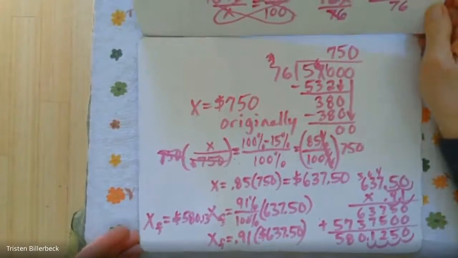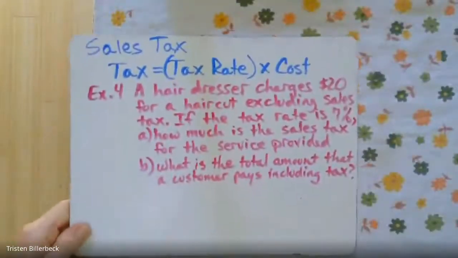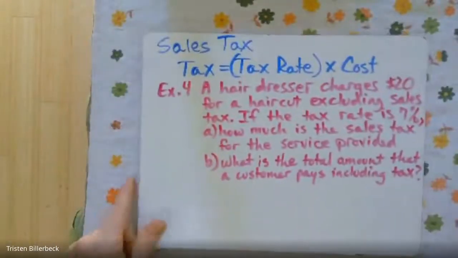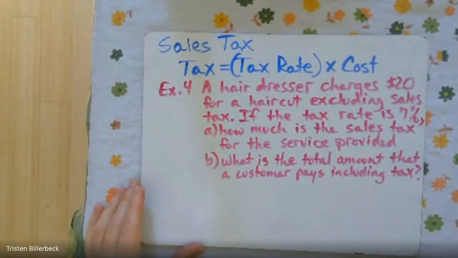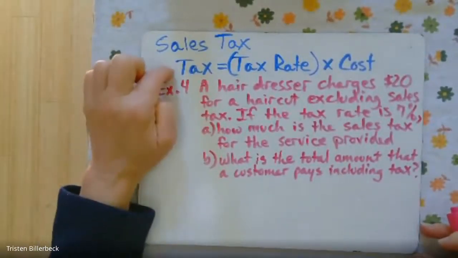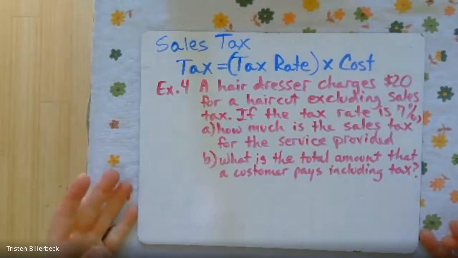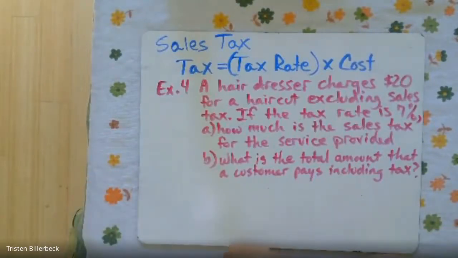Okay, one more problem. Or actually, we have 2 more problems. Sorry. All right. So we have sales tax. Woohoo! We all love sales tax. So tax equals the tax rate on the cost of the item. So a hairdresser charges $20 for a haircut, excluding sales tax. If the tax rate is 7%, how much is the sales tax for the service provided?